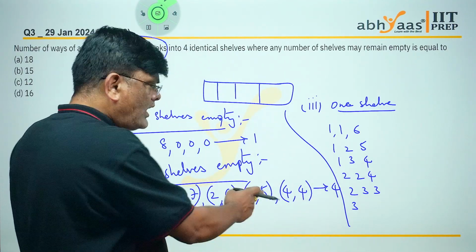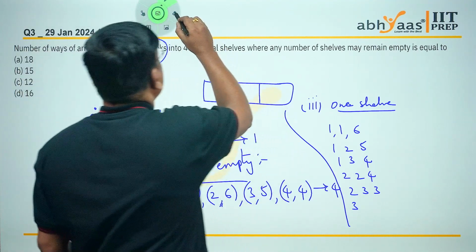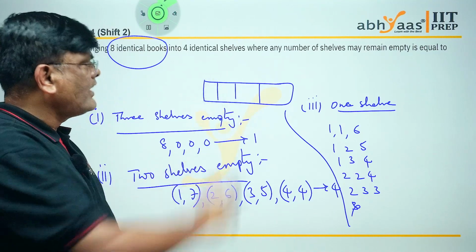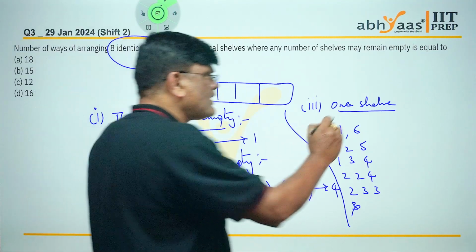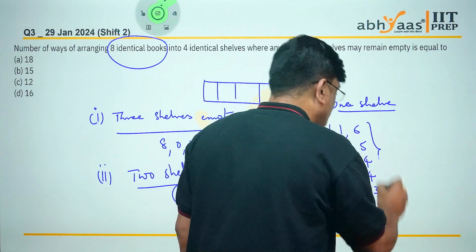Next, 3, 5 is also included here. With 3, there is no way, so this is not possible. Next, so these are the ways. So finally, how many ways are there when we are keeping one shelf empty? These are 5 ways.